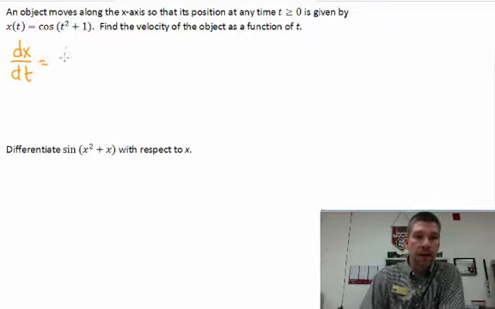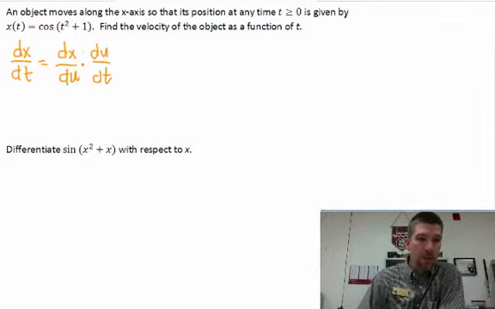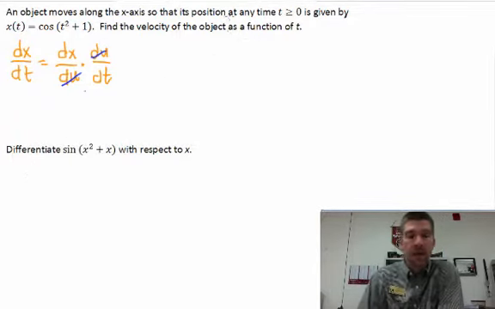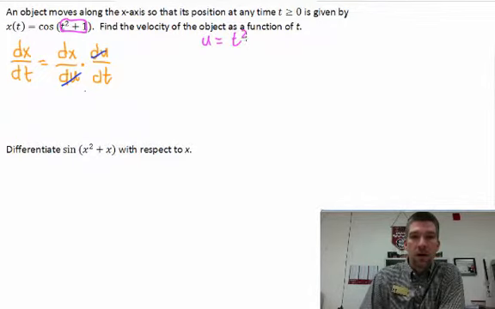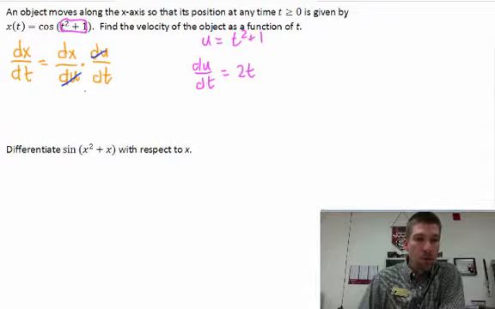The way that we're going to do that is find dx/du and multiply it with du/dt. And again, what we're wanting to happen is for these du's to cancel out, and notice when they cancel out, I have exactly what I need. So let's let u equal the inside part, this inside part right here. So u equals t squared plus 1, and so du/dt is equal to 2t.